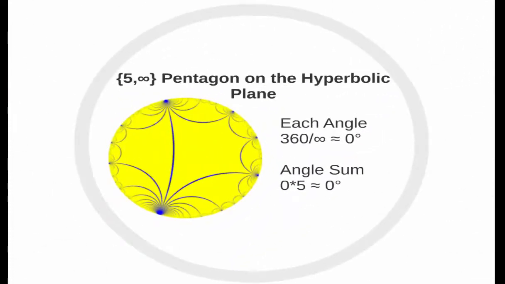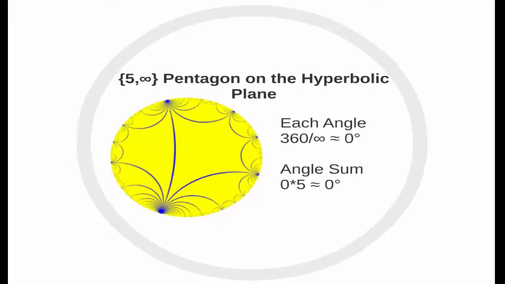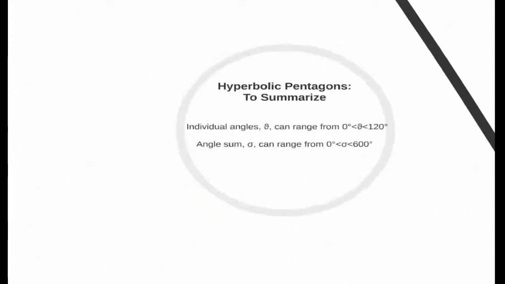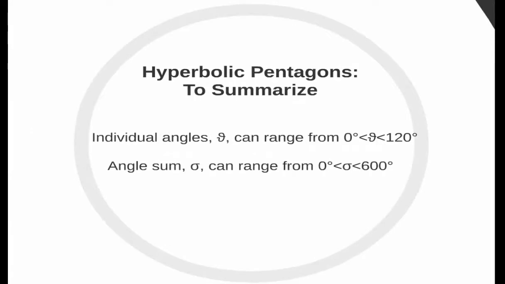We have a pentagon which is a 5 to infinity. So each angle is 360 divided by infinity, or approximately 0. So we have an angle sum of 0, which is the same that we had with hexagons. So to summarize, for pentagons on the hyperbolic plane, individual angles can range from 0 to 120. The angle sum can range from 0 to 600. And as you saw, there are many relationships with pentagons that also work for hexagons and also quadrilaterals.